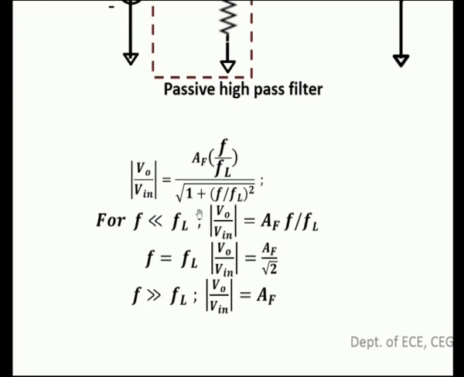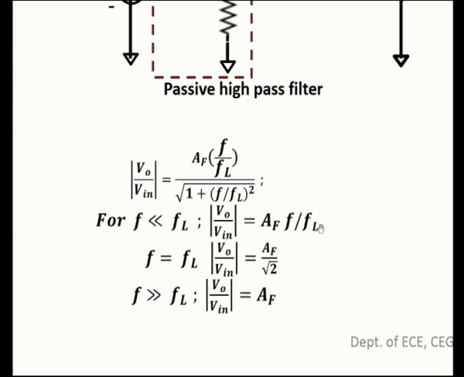And for F much greater than F_L, this term will be much greater than 1. So, in the denominator you will have F by F_L, and in the numerator we have F by F_L. Therefore, this gain becomes A_F. So, for frequencies much greater than F_L, the gain is constant and given by A_F. At the 3 dB frequency, which is termed the cutoff frequency, we have A_F by root 2.